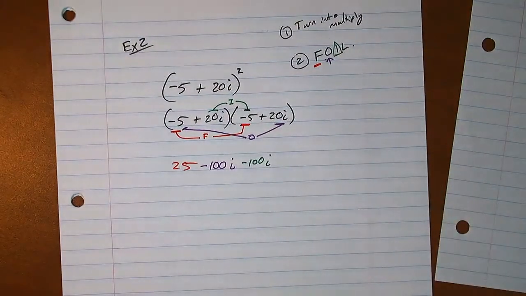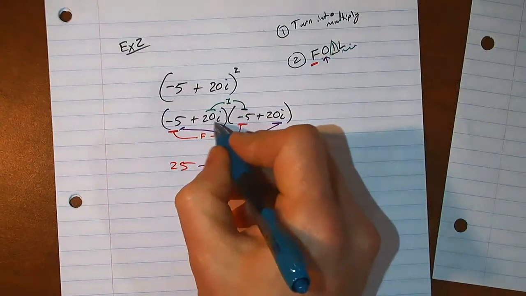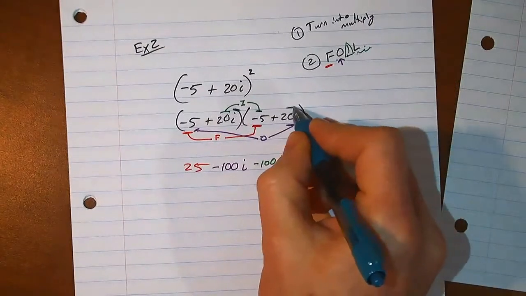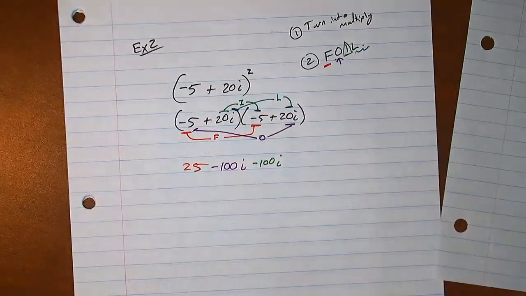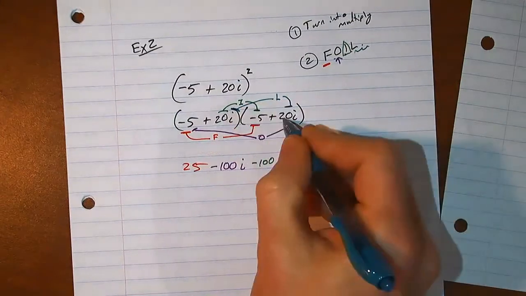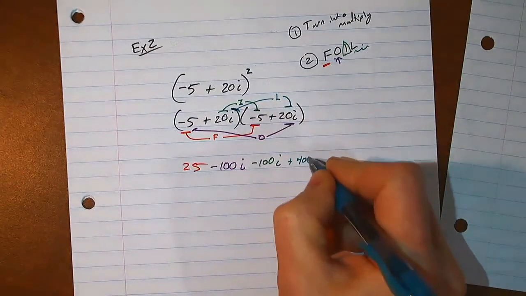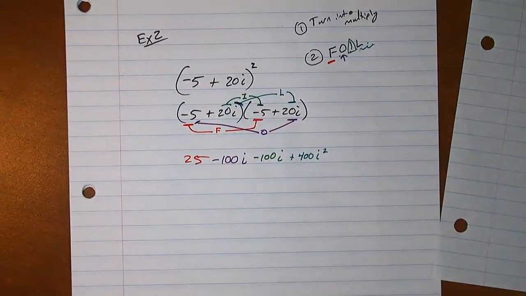And then last but not least, I have my last parts. Okay, so the things that come last, so that's the 20i that's here and the 20i that's here. So these are my lasts. When I multiply 20i times 20i, 20 times 20 is going to be 400, and i times i is i squared. So there's what I would end up with when I do FOIL.